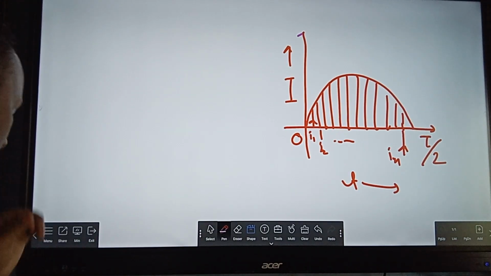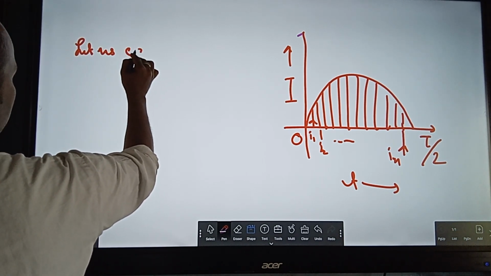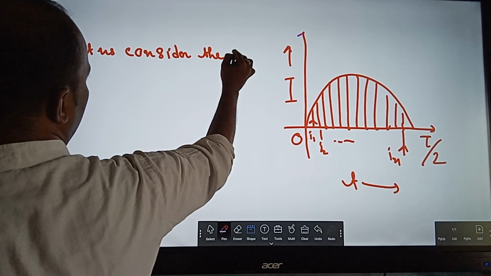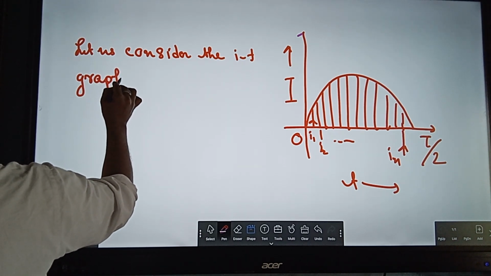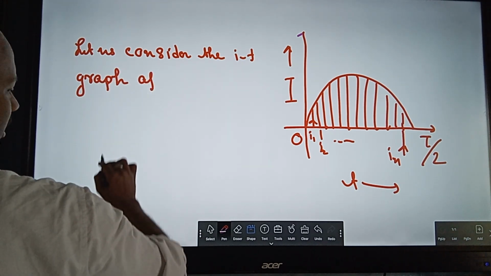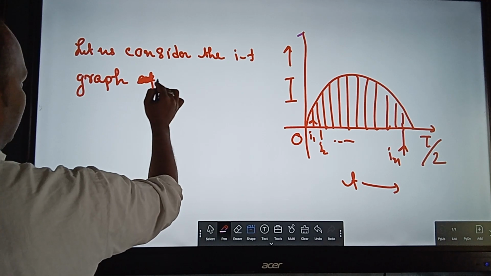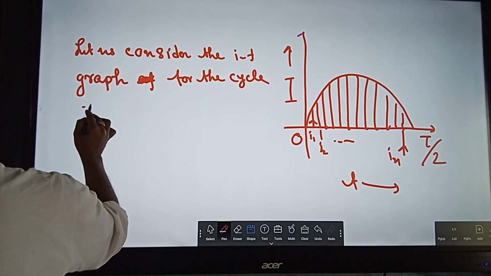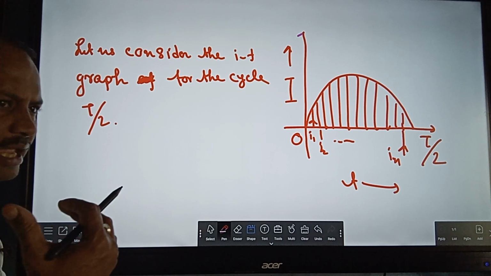Now look at this diagram. Let us consider the I-T graph for the half cycle, which is T/2. So how many parts are there? The number of parts is n.